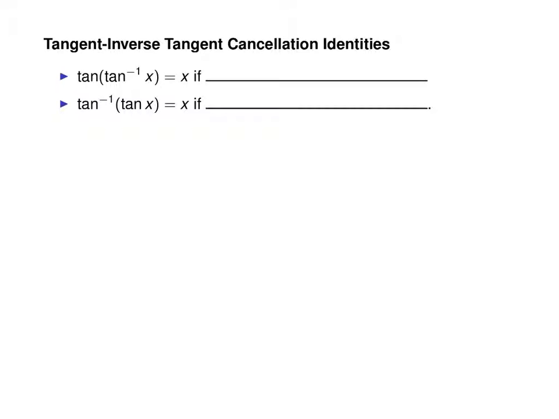All right, cancellation things. This will happen if inverse tangent is in the right place. So what's the domain of inverse tangent? All real numbers, so that's actually not hard. There you go. That one always works. This will be true if tangent's in the right place. So where does tangent have to be? Negative pi over 2 to pi over 2. Exactly.